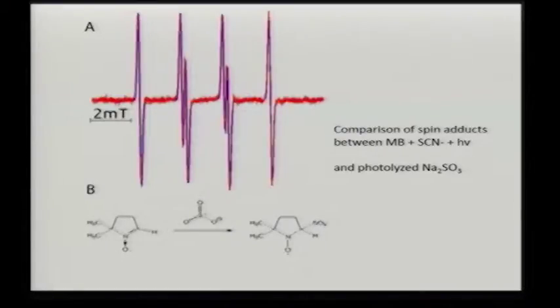You can produce sulfur trioxide radical anion by photolysis of sodium sulfite. And these two spin trap splitting patterns are completely superimposable. So there's no question that we had sulfur trioxide radical anion. So how on earth can you get that?